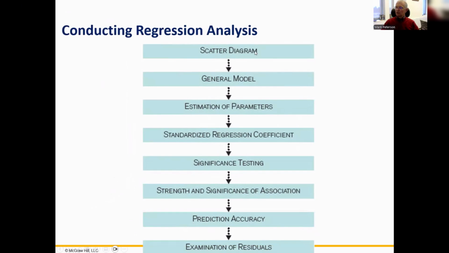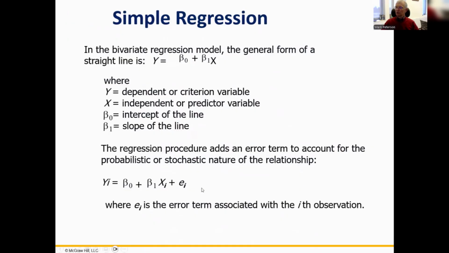So there's a procedure here for doing regression analysis: looking at these scatter diagrams, understanding you have a general linear model you're going to be using, estimating the parameters, obtaining the standardized regression coefficient, looking at the significance of these regression coefficients, and then determining the prediction accuracy of your regression equation. So this is the bivariate regression model.